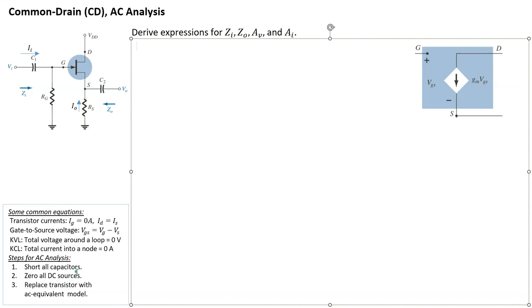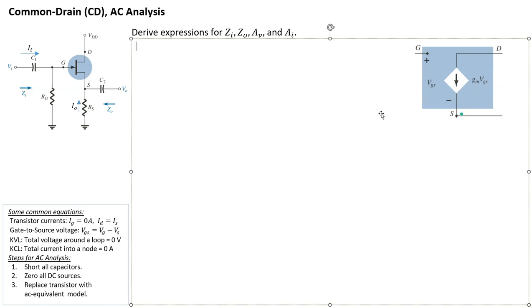The first is we should short all capacitors. In this case, it's C1 and C2. We should zero all DC sources. In this case, it's only VDD. And finally, replace transistors with the AC equivalent model. In this case, this JFET is modeled by this circuit here. So you have a simple single component dependent current source of GM VGS connected between the drain and source.